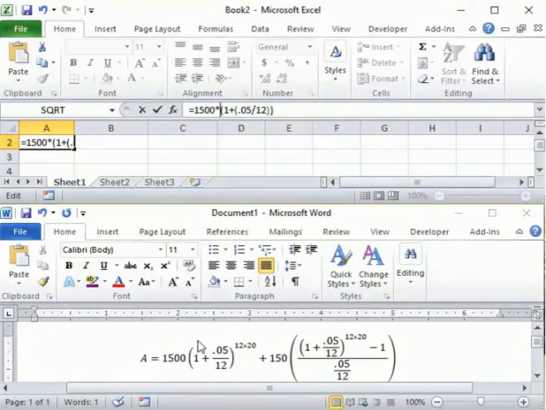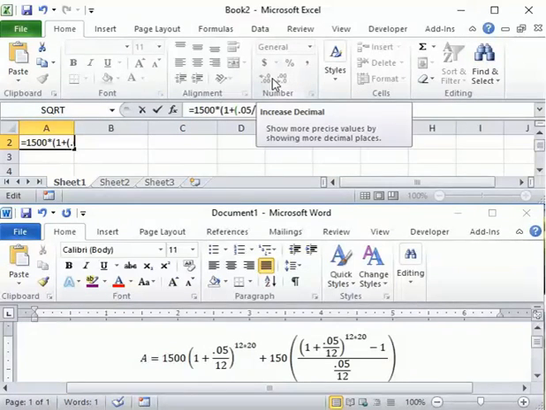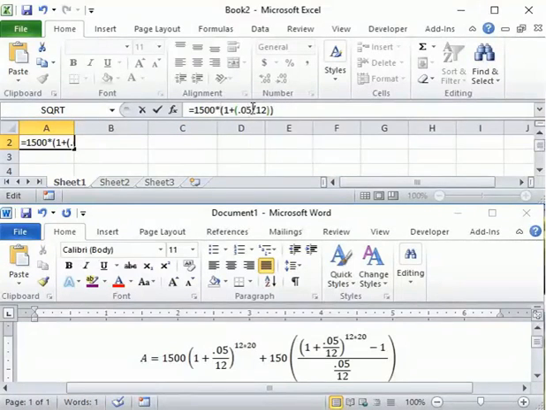This is 1500 times all of this stuff. I need to make sure I actually put that times in there, because Excel's not going to know what to do with it otherwise. So make sure you do include those in. So 1500 times this stuff in my parentheses, and then I have this exponent. Well, to enter an exponent, what I want to do is use this caret symbol like this.